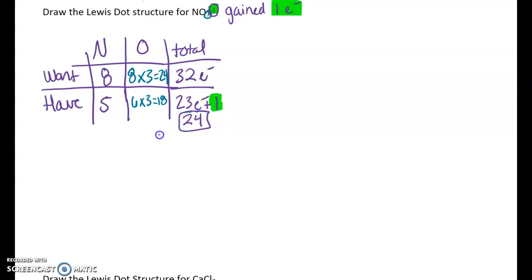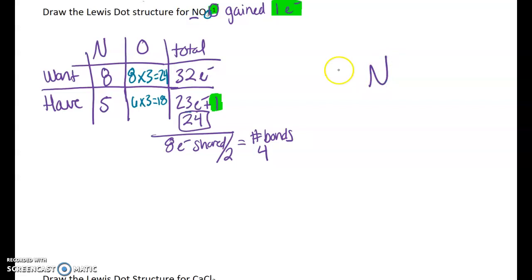When I take the difference of 32 minus 24, I get 8 electrons shared. So this is a nice little even number. I can divide by 2 to calculate the number of bonds that will exist in the entire molecule. This is going to give me 4 bonds. When I look back at the chemical formula, nitrogen comes first. It's not an exception, so it's going to go in the middle of the molecule. Then I'm just going to take 3 oxygens, sprinkle them around. It doesn't matter as long as they're all around nitrogen.